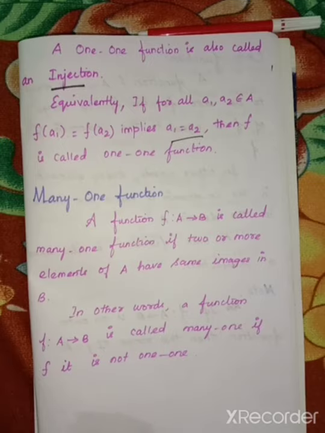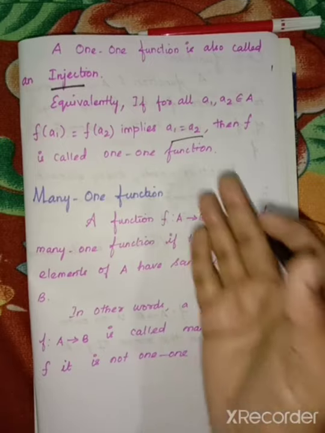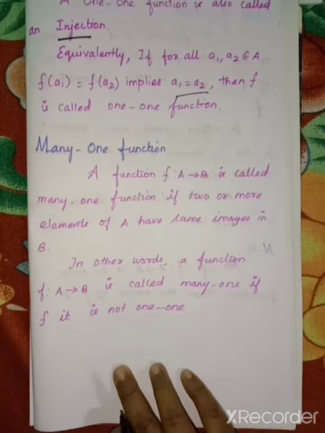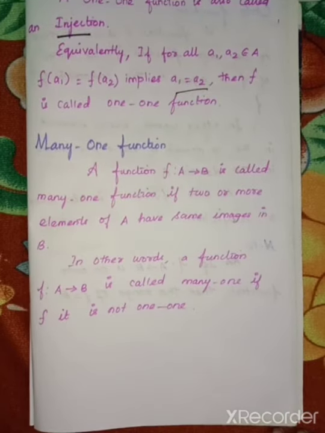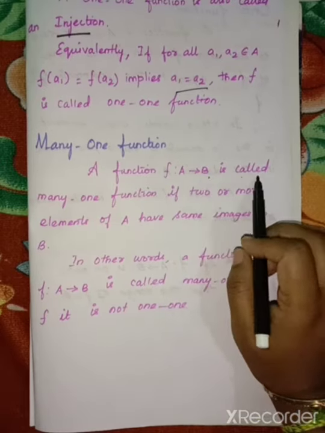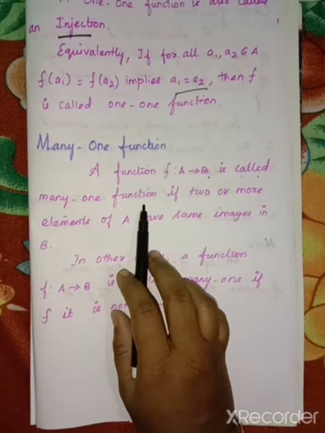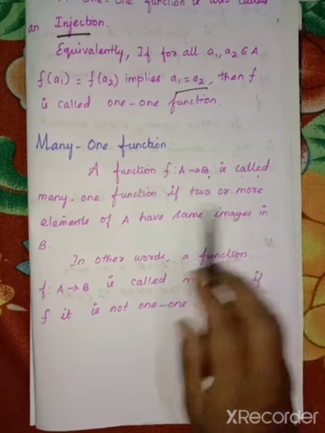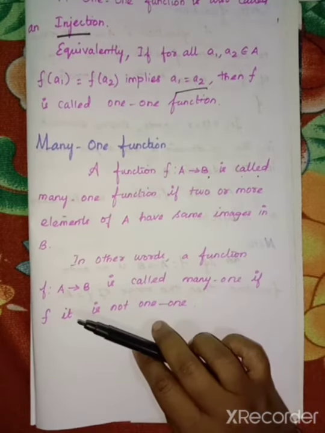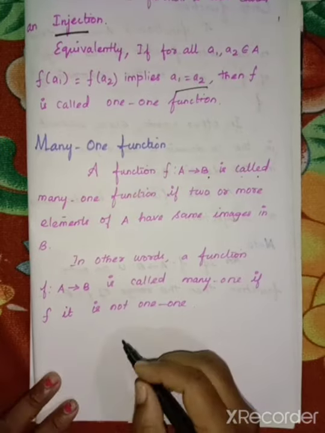Here you can use the wording definition, or otherwise you can write the symbol definition by using a1, a2. Then the second one, many-to-one function. A function f from A to B is called a many-to-one function if 2 or more elements of A have the same images in B. So see one example.